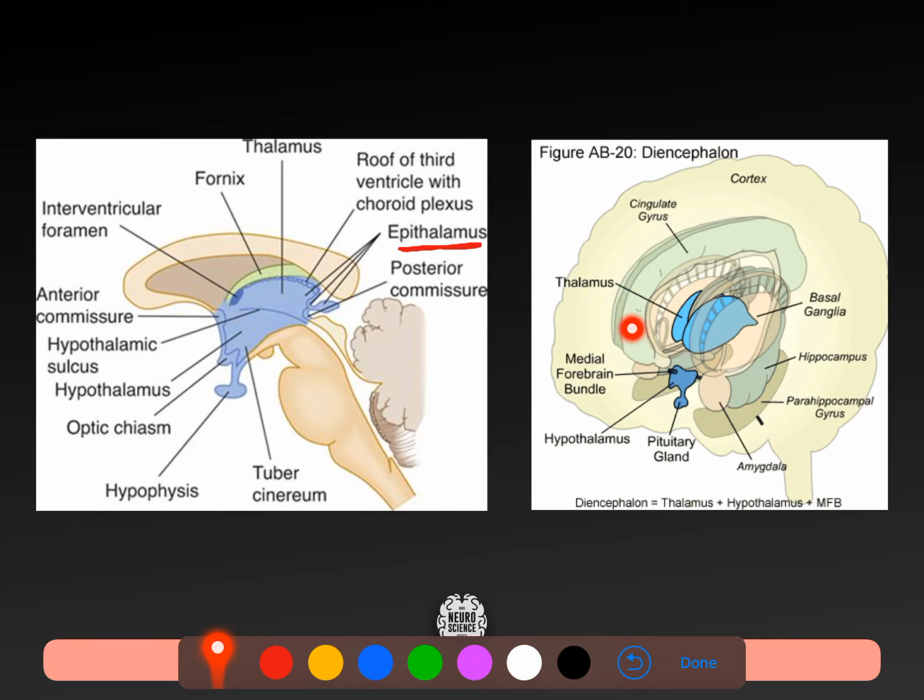You can see the cingulate gyrus overhanging all of those things, which means that the corpus callosum will be deep to this, or sorry, will be just beneath this here. Here's the hypothalamus, below the thalamus with the infundibulum and the pituitary gland hanging off there. You have the hippocampus here and the amygdala there, and therefore you know that this must be the parahippocampal gyrus.